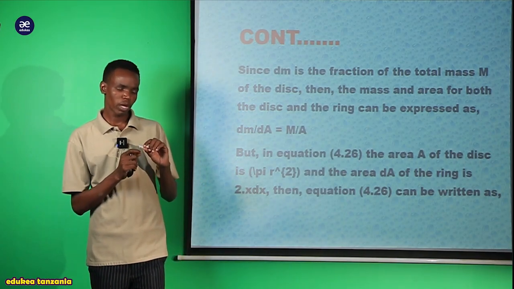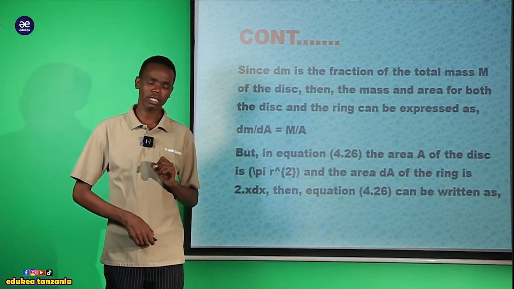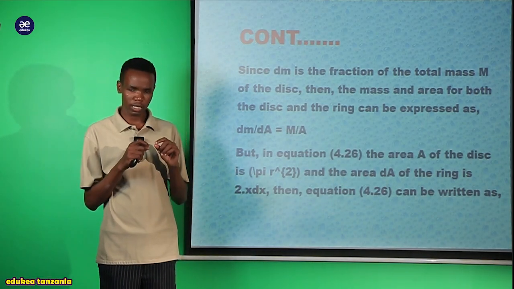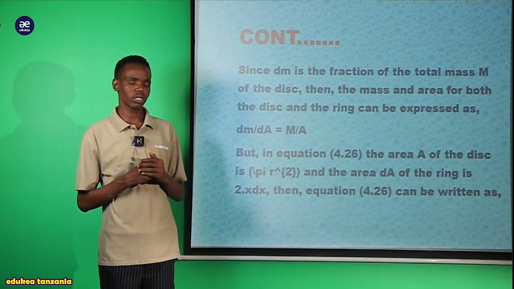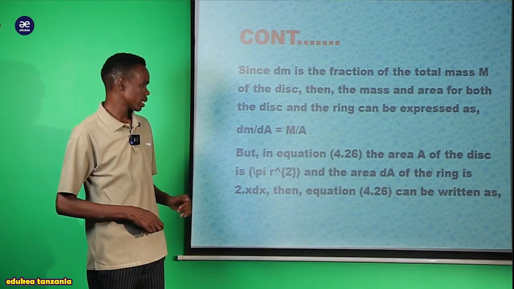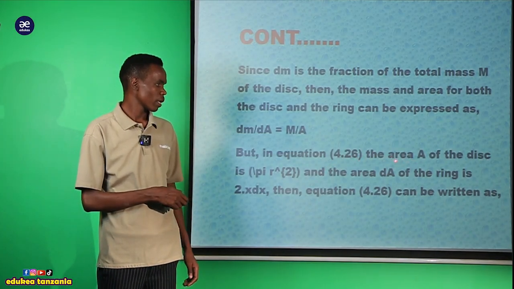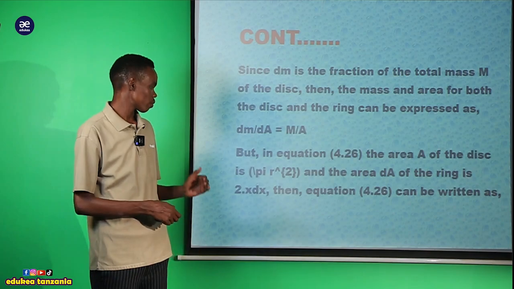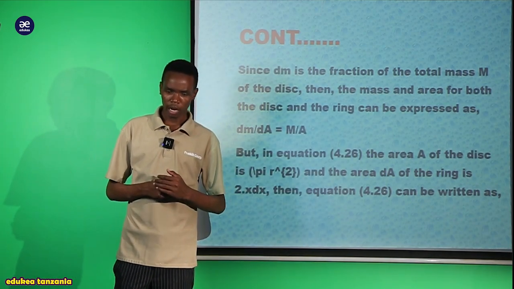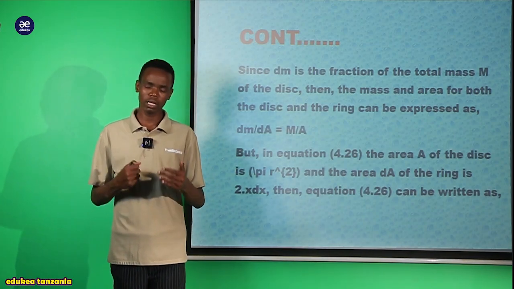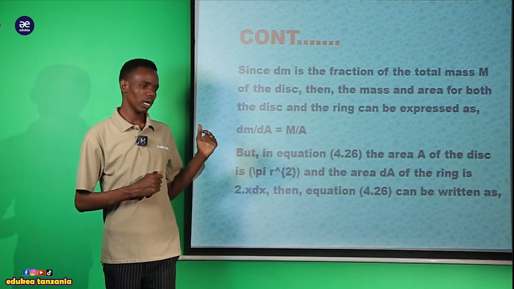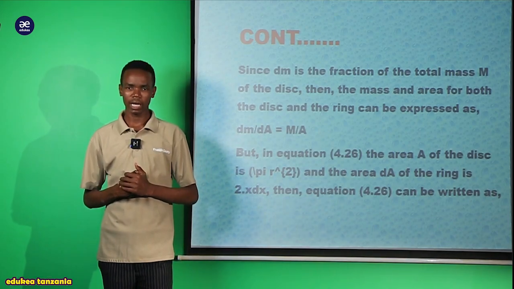Now we should say that dm, the small change of mass, as we observe here, divided by its area must be equal to the mass divided by the area here. But in equation number 26, the area A of the disk is this one. It's also pi r square. Now we know that the area of the disk must be equal to the area of the ring. Now we could say that the area must be equal to pi r square.